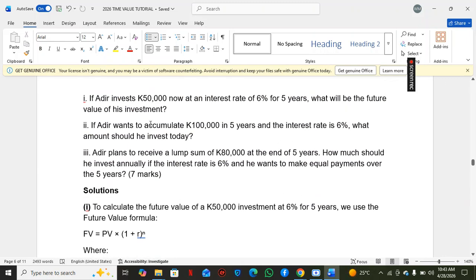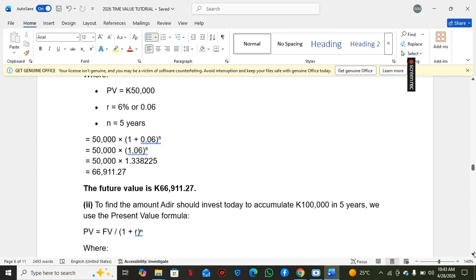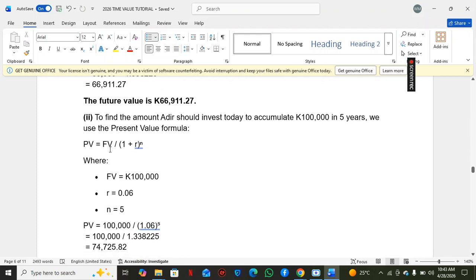If Ade wants to accumulate 100,000 in 5 years and the interest rate is 6%, what amount should he invest today? So here now we use the present value formula. Present value equals future value over 1 plus r to the power n. It can also be rewritten like this: present value equals future value times 1 plus r to the power negative n. Either way, you still get the correct answer.